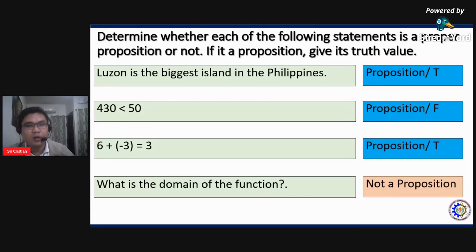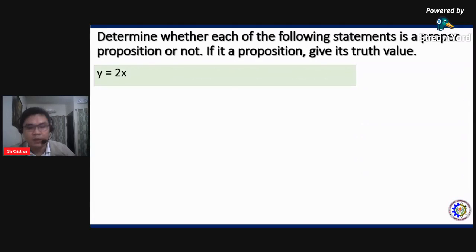Okay, so I hope you are following and getting the idea of it. Okay, let's have more. What about this? y equals 2x. Is that a proposition or not?